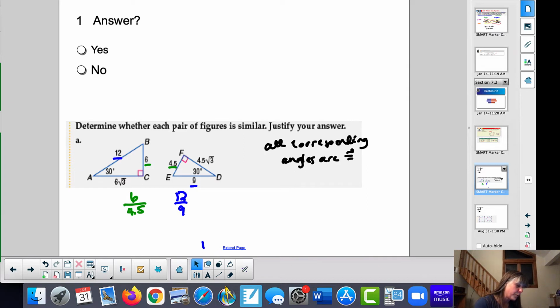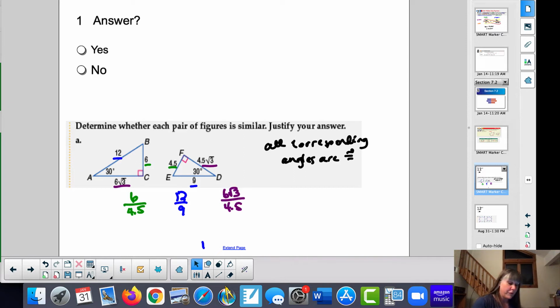Make sure you're putting the same triangle on top and on bottom. So I started with ABC for the green ratio. I had to start with ABC on the top for the blue ratio also. And then my last ratio is going to be across from the 60-degree angle. And so that's going to be 6 squared to 3 over 4.5.